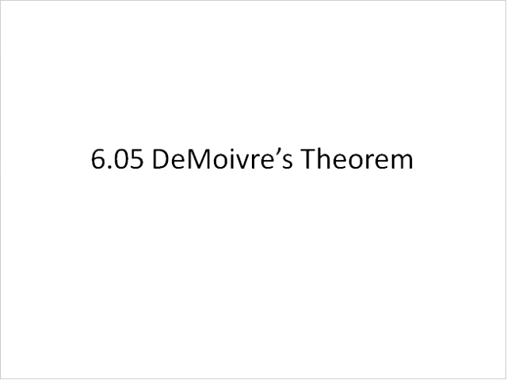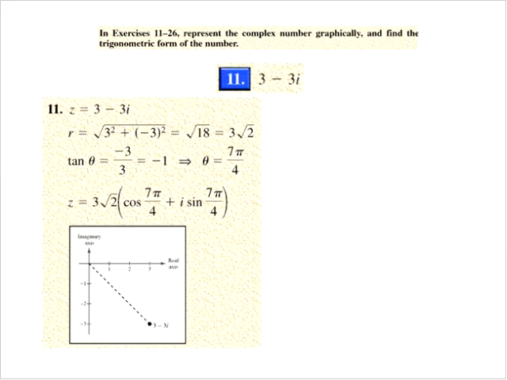Alright, this recording is to help you with lesson 6.05, and I know I'm going to pronounce this wrong because I do it every year. I believe it said de Moivre's theorem, and I apologize if I said it wrong. But basically what we're going to do is represent a complex number graphically and then find the trigonometric form of that number.